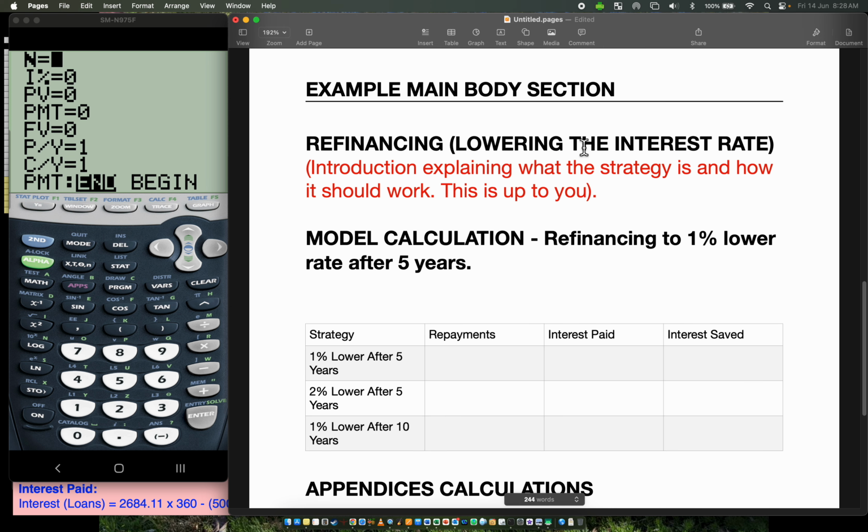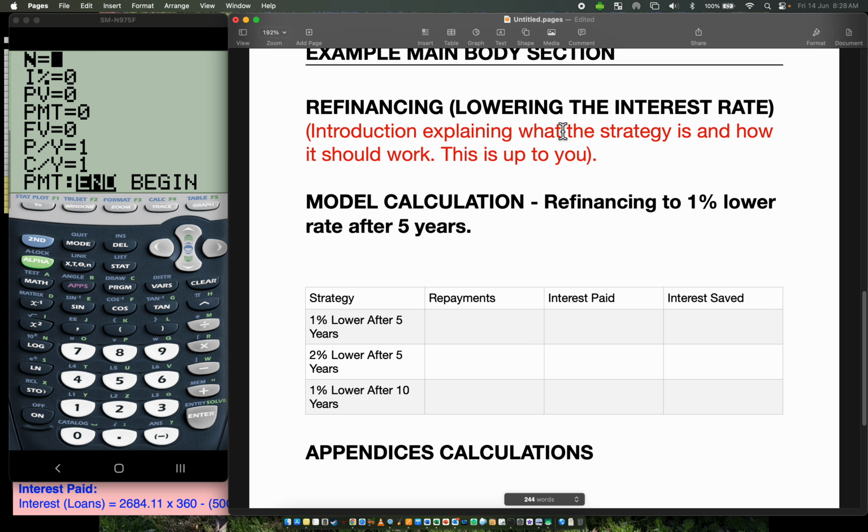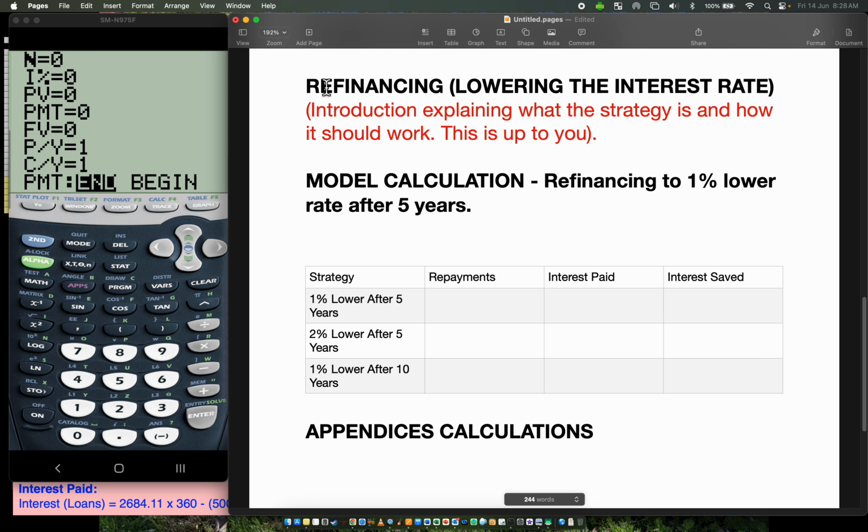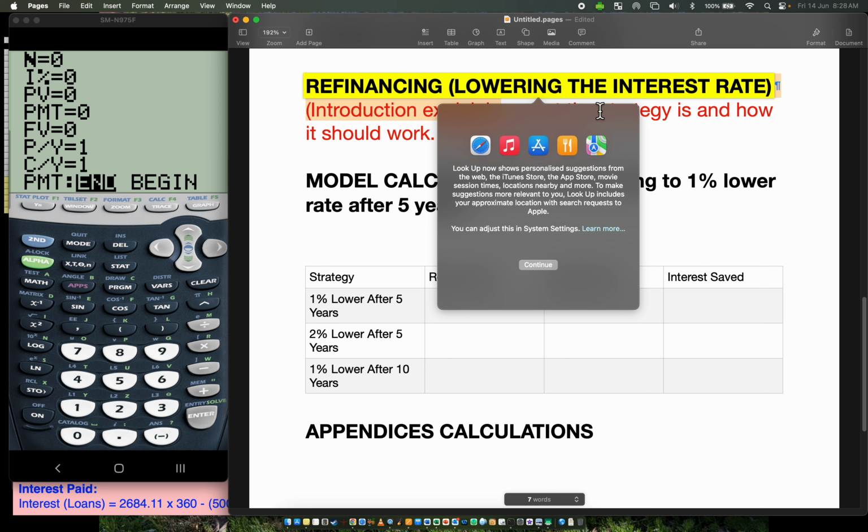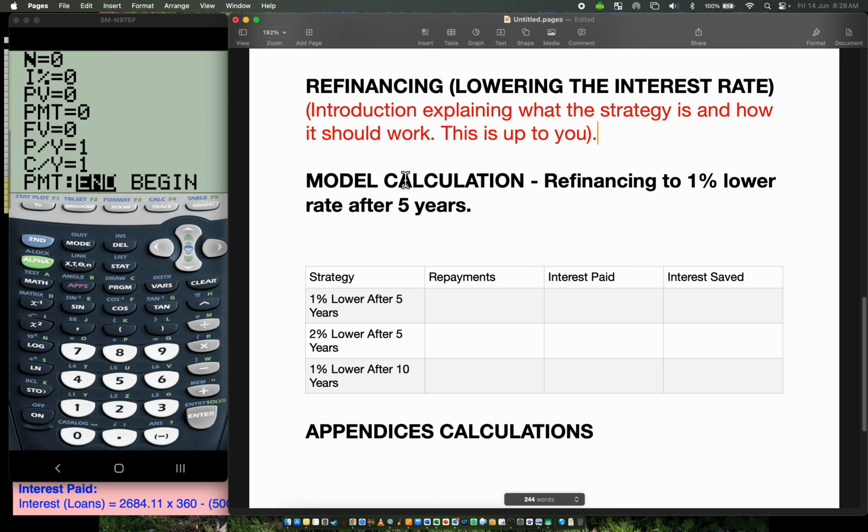This is an example main body section. This is just one strategy out of the many that you've been taught. So have a little heading, refinancing, lowering the interest rate. You're going to write the introduction explaining what the strategy is and how it should work. That's been taught to you. You need to say it in your own words. But what I will show you is a full model calculation. Refinancing to 1% lower after 5 years.